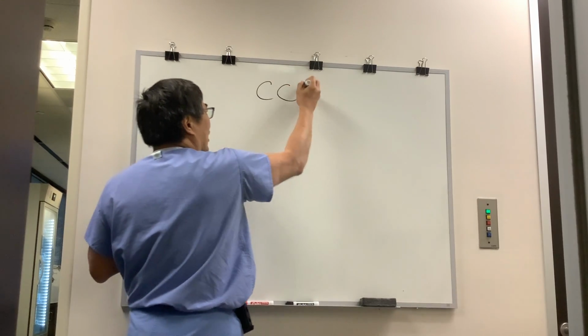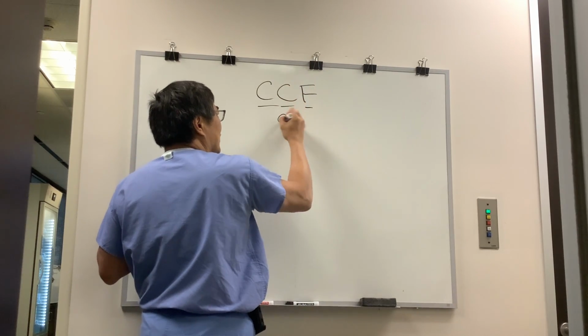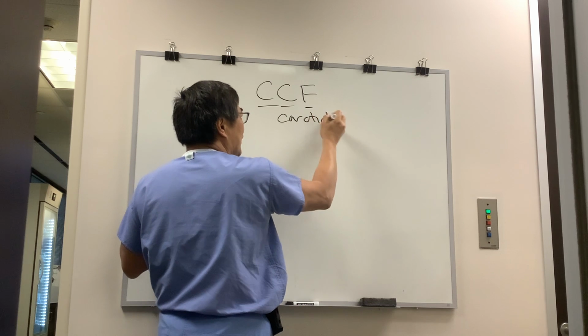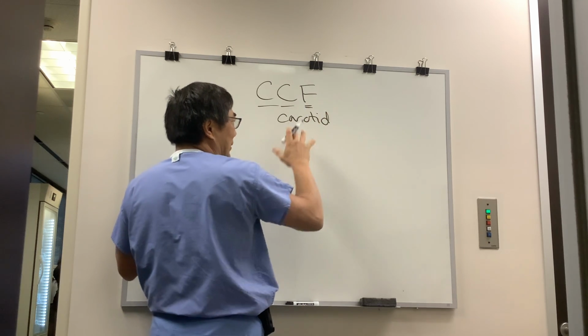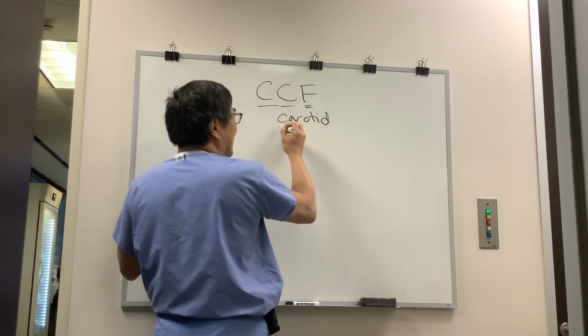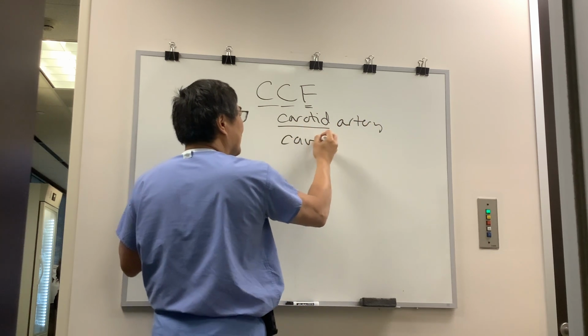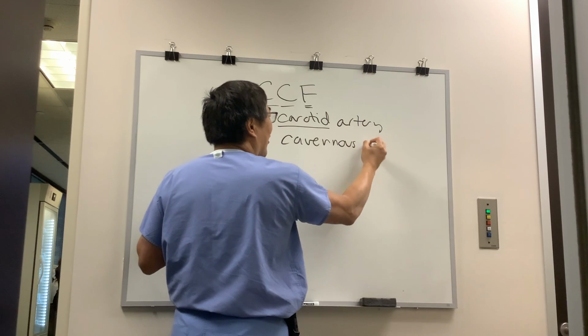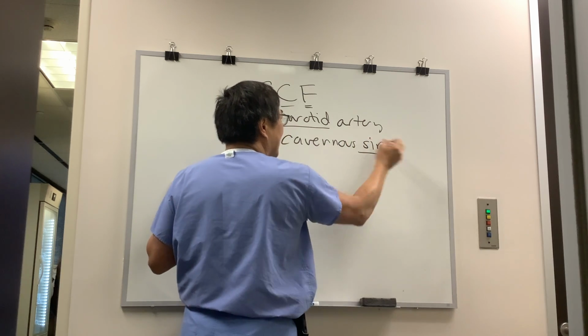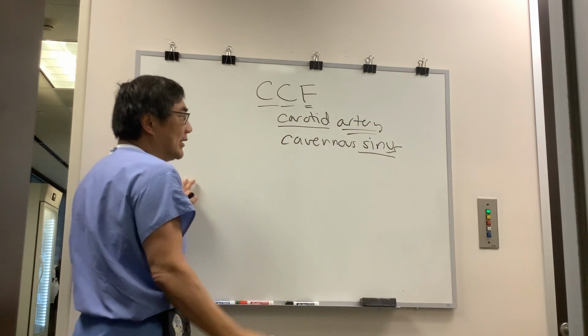So someone wants to know about carotid cavernous fistula. As it says, it's a fistula, which is an abnormal connection between like and unlike. In this case, the carotid artery to the cavernous sinus. So you've got a vein and an artery. The cavernous sinus is now receiving arterialized blood.